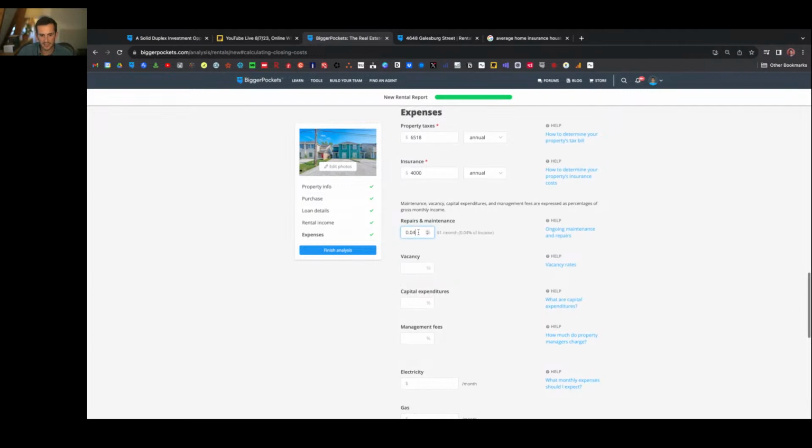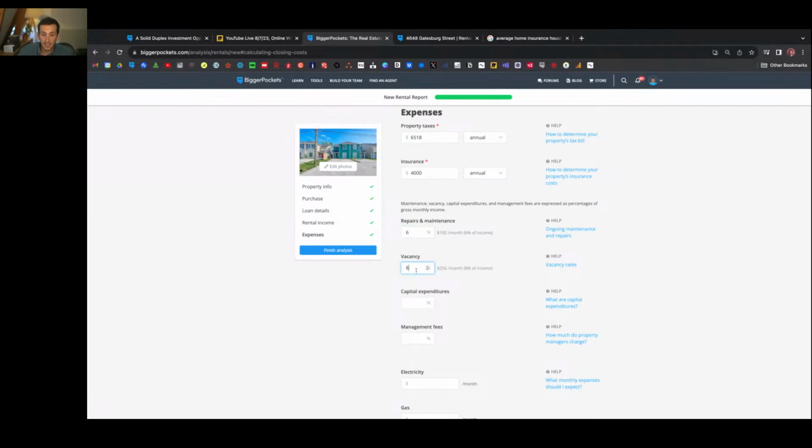So repairs and maintenance, let's just say 6%, because I do think that this property is going to need some repairs and maintenance. Remember, I saw a little bit of evidence of water damage. It's an older house. It does look like it hasn't been updated. So I do think we're going to need some repairs and maintenance there.